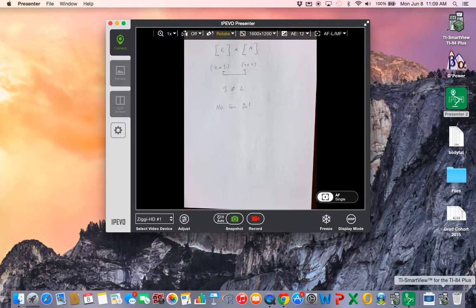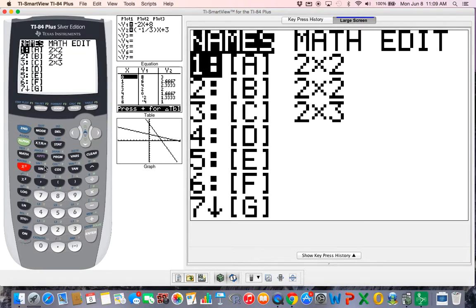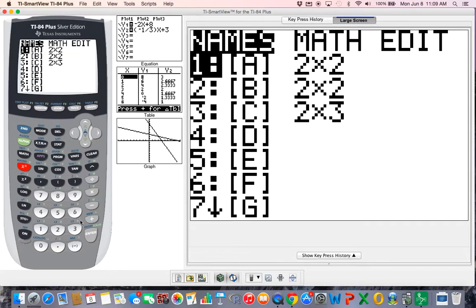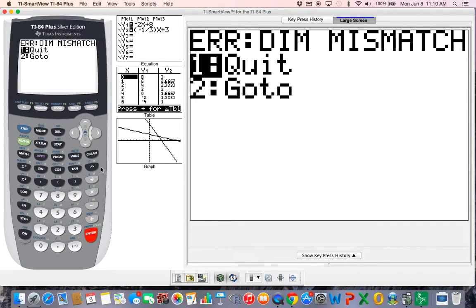Guys, when we go into our calculator, if, for example, I'll come down and choose Matrix, C times A, what do you think is going to happen? It's going to give you an error because you can't multiply matrices like that.